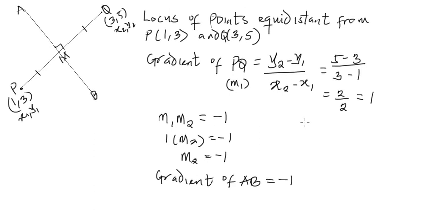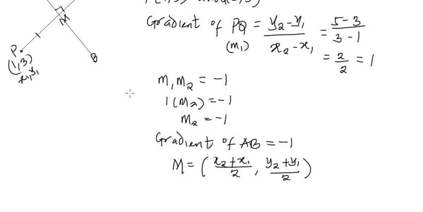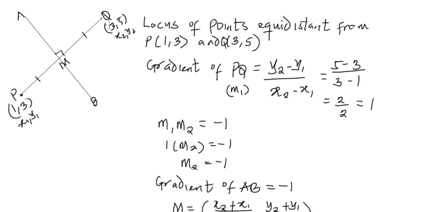The next step is to determine the coordinates of M, that is the midpoint of line PQ, since it's a perpendicular bisector. So coordinates of M equals ((x2 plus x1) divided by 2, comma, (y2 plus y1) divided by 2). Do not forget, for M we're considering points P and Q, because it's the one dividing points P and Q into 2 equal parts.